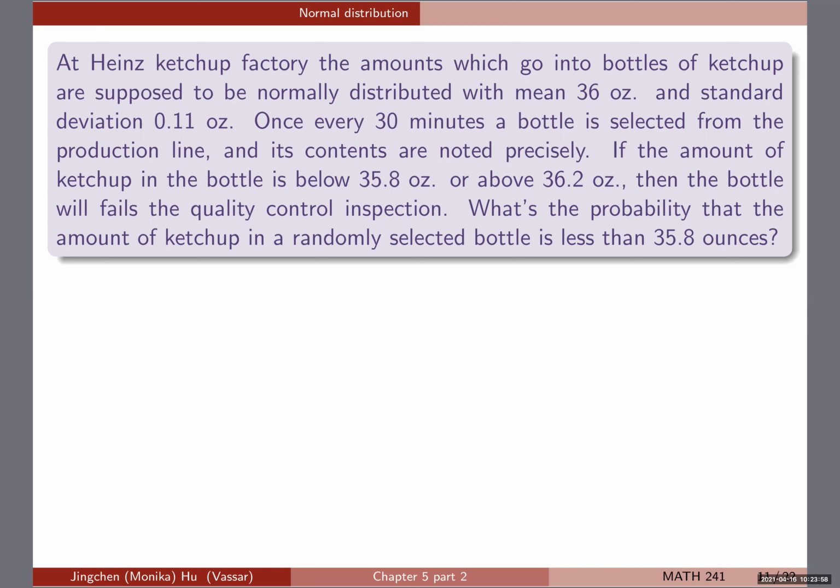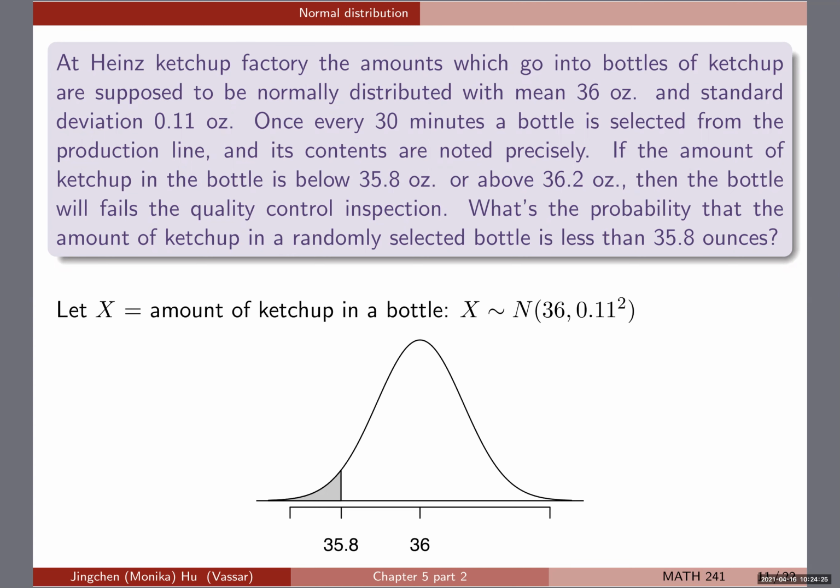If I use X to represent the amount of ketchup in a bottle, we know that it follows the normal distribution with mean 36 and standard deviation 0.11, so the square of that is the variance. Let me directly bring that figure so it's easy to read. It's always very useful in this kind of normal probability calculation to sketch a graph to see what exactly you're computing.